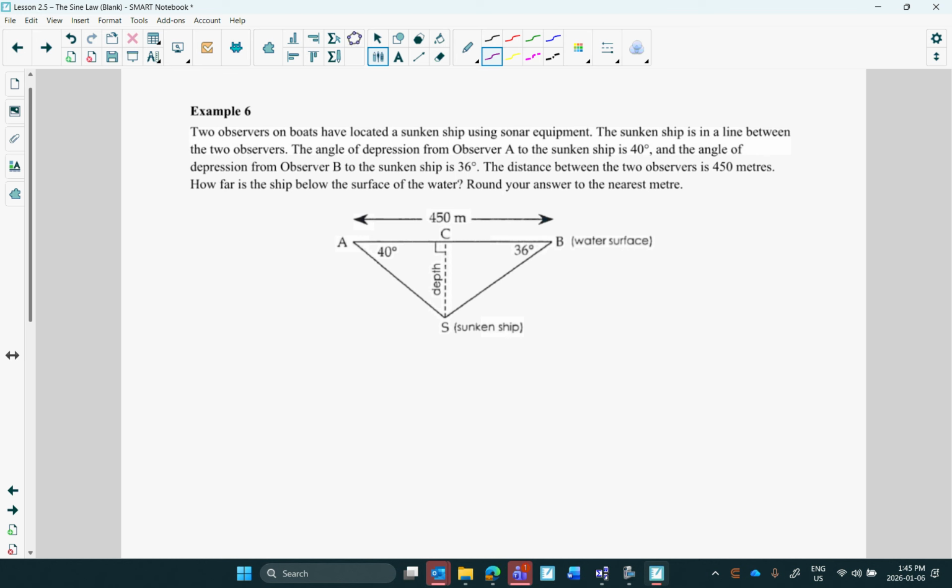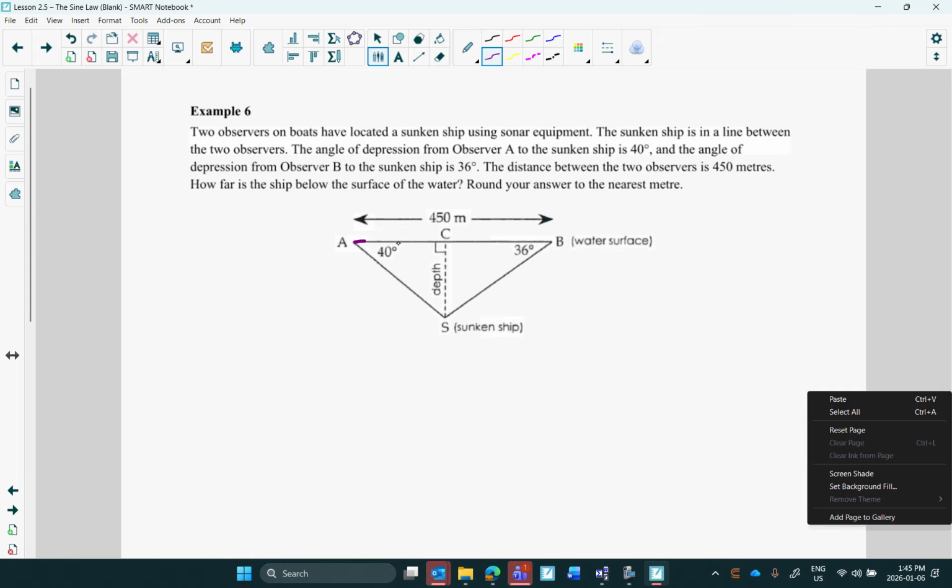Okay, and they have located a sunken ship using sonar, which is down at the bottom of the water that they're on, somewhere in between them. We know the angle of depression from observer A. The angle of depression means the angle with the water and the line of sight going down to the ship. Because it's always formed between a horizontal line and whatever you're looking down at, because depression means down.